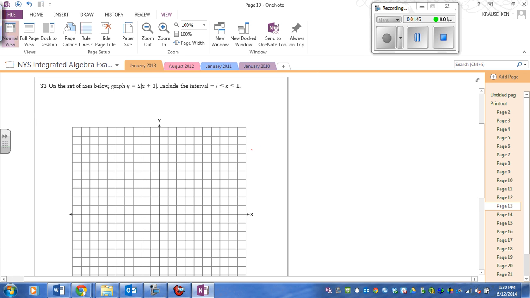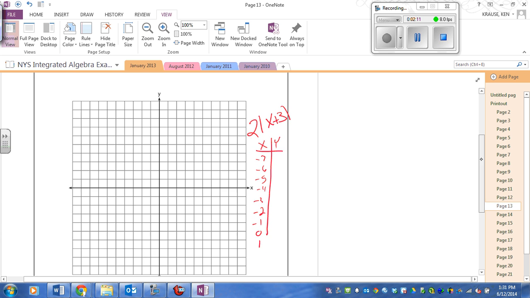Page 13. All right, so this one's going to be difficult. Let me just write it over here. 2 absolute value of x plus 3. So what I'm going to do is type that in my calculator, and I'm going to use only the values that they want us to use. X, y: negative 7, negative 6, negative 5, negative 4, negative 3, negative 2, negative 1, 0, 1.